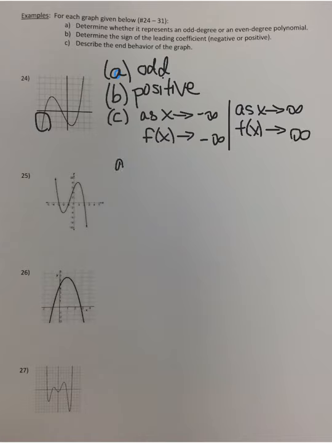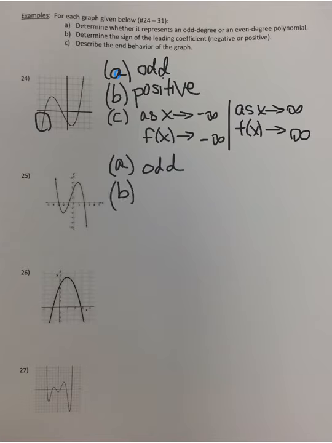Okay, let's look at 25. 25A asks for whether it's odd or even. Let's count degree rather, odd or even degree. So we've got 1, 2, 3 direction changes. So that would be an odd degree function.